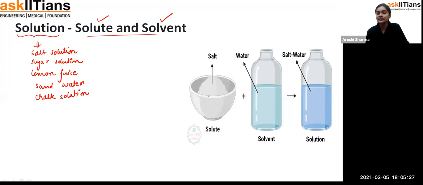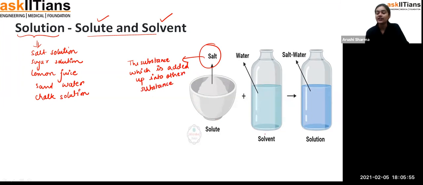As you can see in this picture, salt is indicated as the solute. That means, student, the substance which is added into another substance, we call it the solute. And what is water? Water we call the solvent. So the solvent is something in which the solute is added. So we call it the solvent.